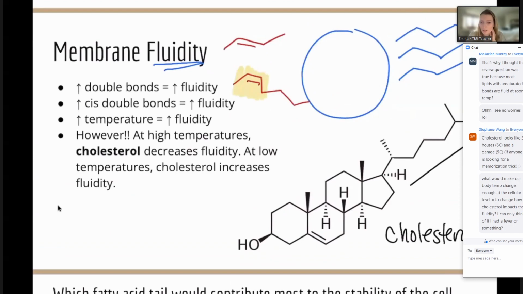Question again here: what would make our body temp change enough at the cellular level to change how cholesterol impacts the fluidity? I can only think of something if I've had a fever. Yeah, so I wouldn't think about increasing or decreasing the amount of cholesterol. Just think about where the cholesterol may or may not be. In your bone cells, you're not really going to be storing as much cholesterol in those cells because their cell membrane is basically going to be the same fluidity at all times.